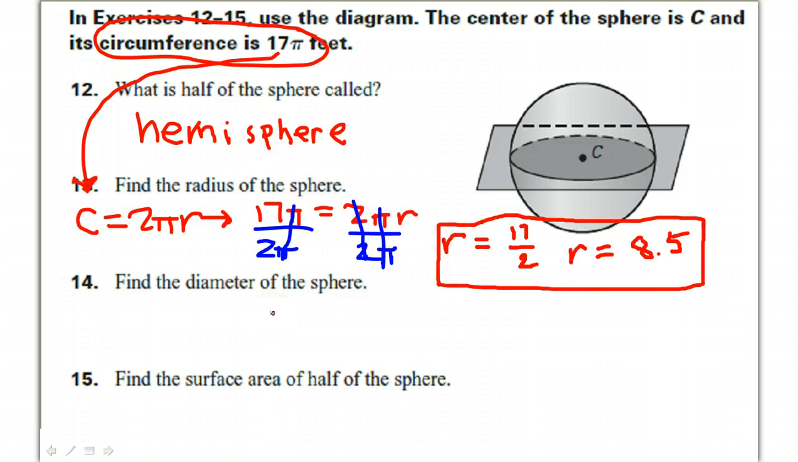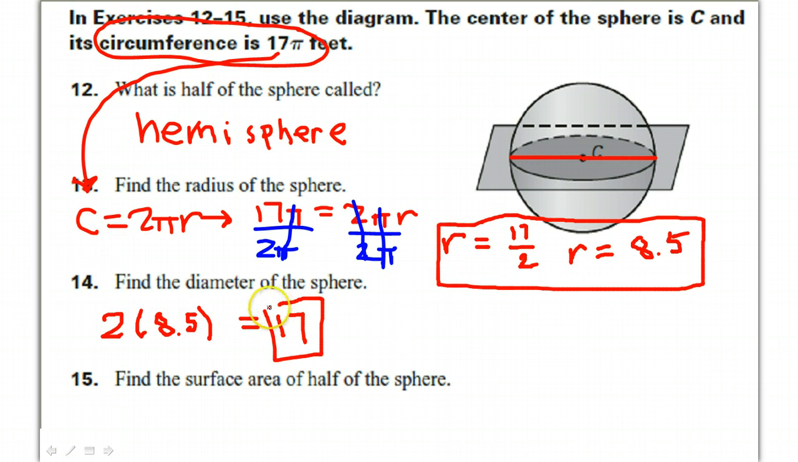Okay, so Margaret, how do I find the diameter? Just times 8.5. Right, the diameter is always going to be twice as long as the radius. There's the radius. There's the diameter. Just double it. So what is that diameter? 17. Okay. Burton, how do I find the surface area of the sphere?